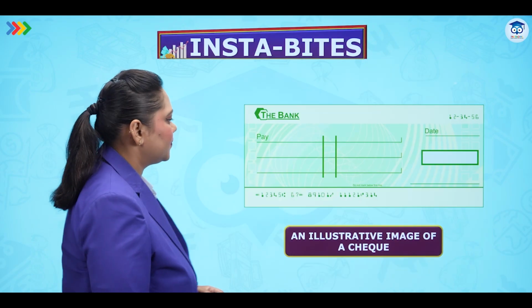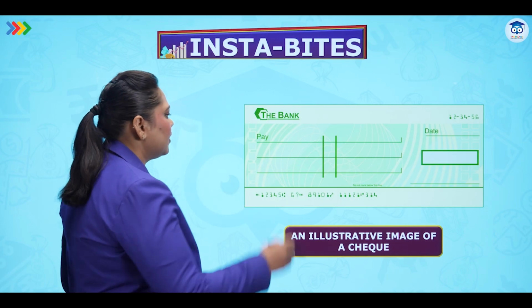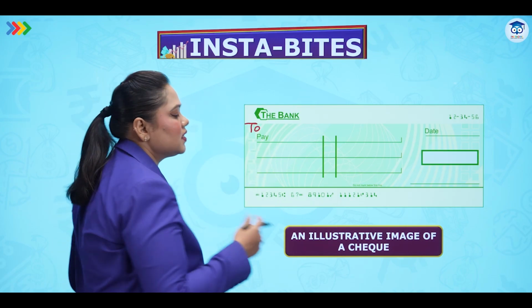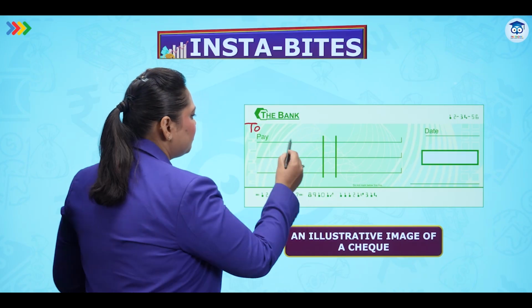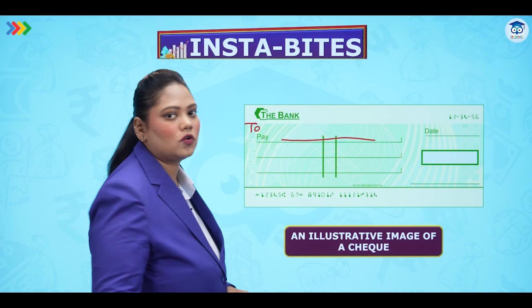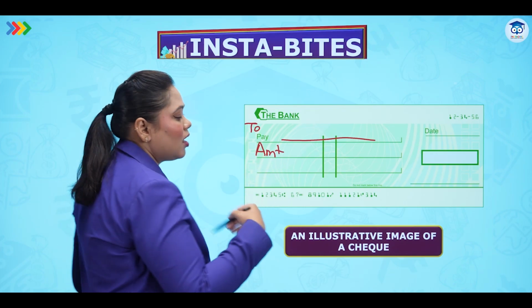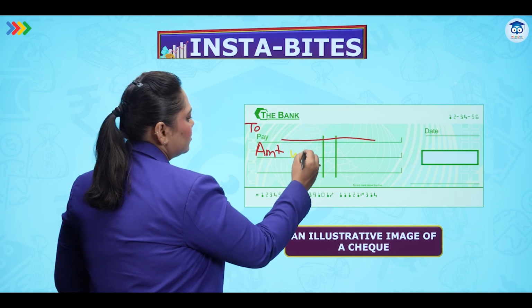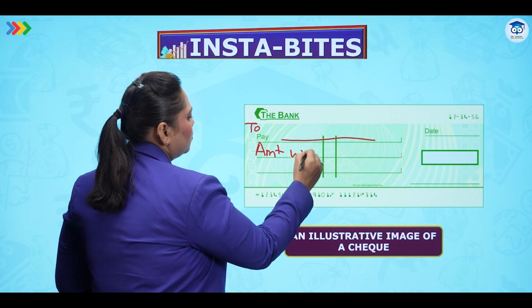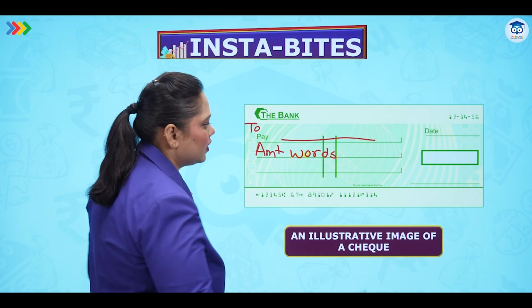Please look at the screen. This is a specimen of a check. Over here, the "to pay" is always the person that I want to pay, the person who I have to give money to. That person's name will come over here. The amount will come over here. How much amount do I want to give? That is going to be in words, and the amount that I want to pay in numbers.